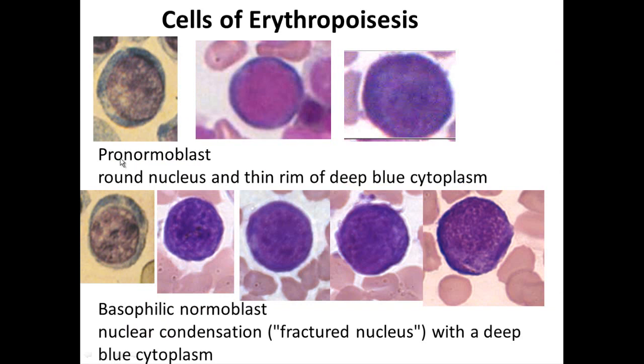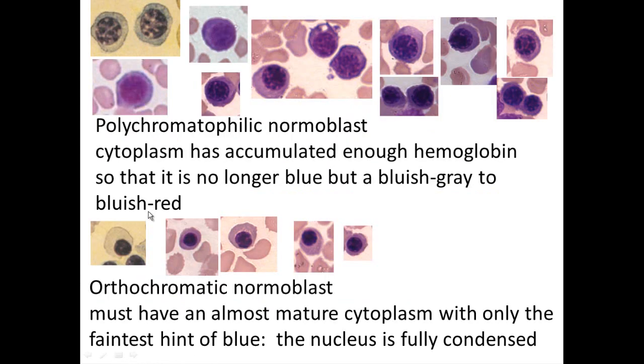If we look at these, again, the two artists' renditions, the pronormoblast has a spherical nucleus, deep blue cytoplasm around it. Again, deep blue cytoplasm around this nucleus. The basophilic normoblast has a kind of fractured face. So the cell being smooth like this is fractured in nature as it begins to be more condensed. However, the cytoplasm is still pretty much the same. Deep blue cytoplasm that you see around there.